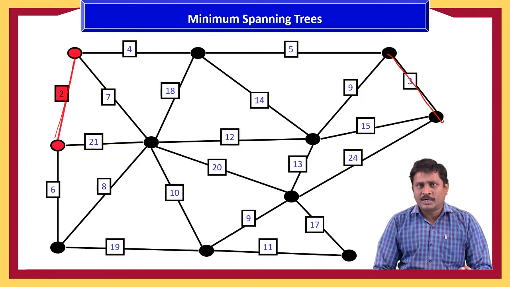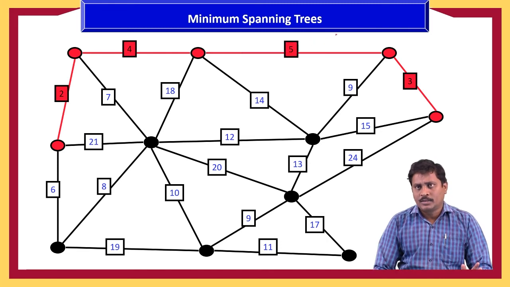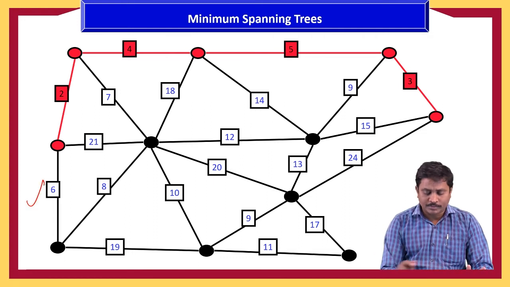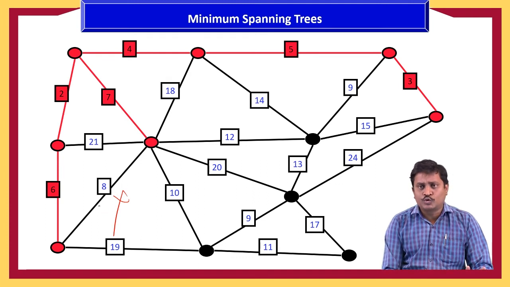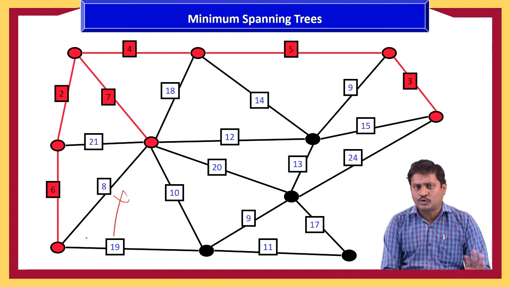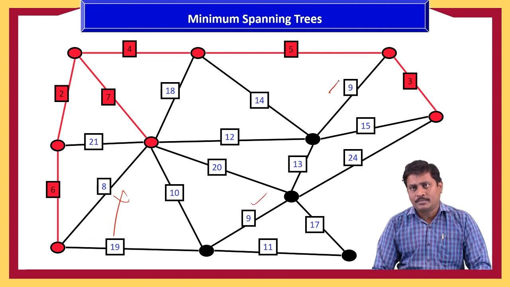First we choose the minimum cost value, that is 2. Next minimum cost value is 3, we choose that one. Next is 4, then 5, then 6, then 7, we choose each of them. Next minimum cost value is 8. Suppose we choose 8, it forms a loop, so we won't choose that one. Next minimum cost value is 9, and we have two 9s.